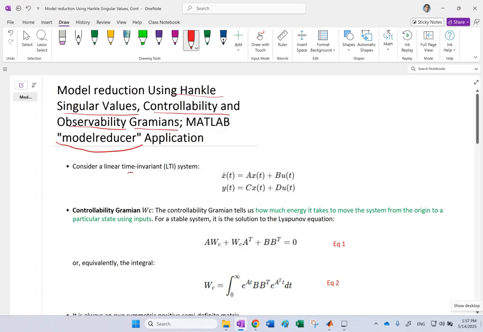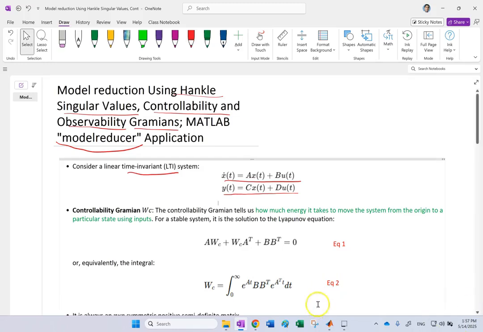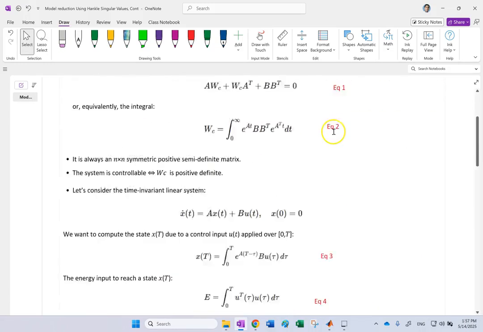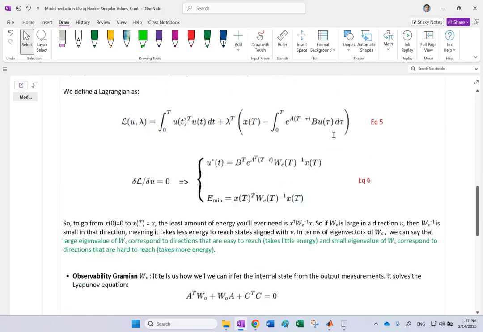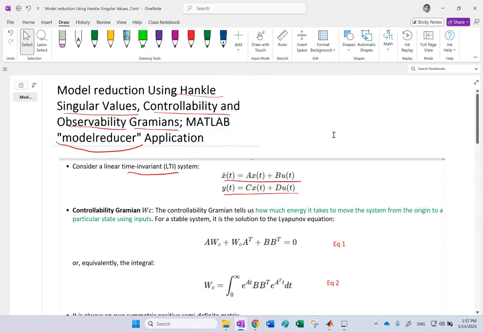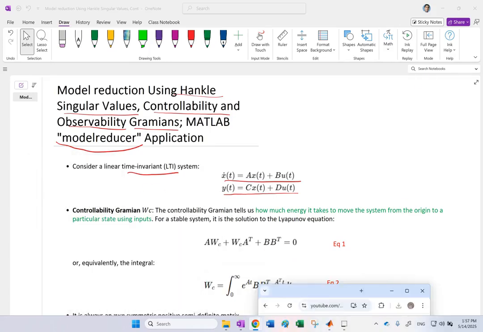So if I have a linear time-invariant system with these equations in the state space, first I need to define two things for you that are new. One is called the Controllability Gramian. The other one is called the Observability Gramian. And these are different from the Controllability Matrix and Observability Matrix. They are different things. If you watch my videos, you know that under the same playlist, I talked about controllability and observability matrices. It's this video here.